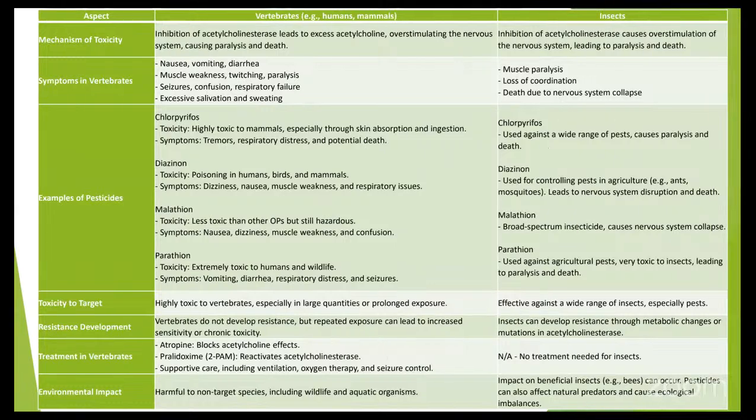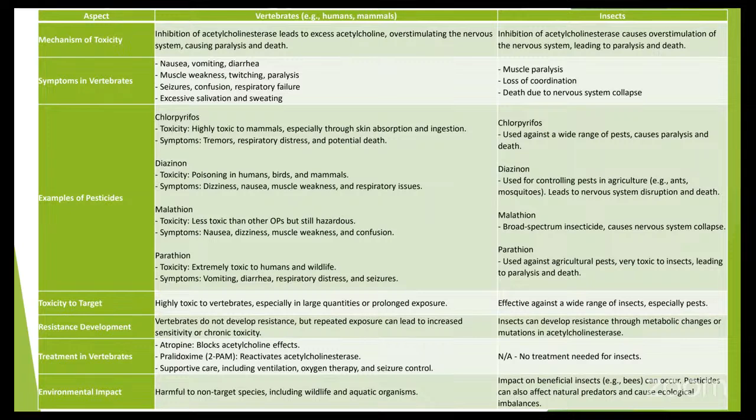Coming to the symptoms in poisoning in vertebrates and in insects. The mechanism of toxicity is basically the inhibition of acetylcholinesterase, which leads to excess acetylcholine overstimulating the nervous system, which further leads to paralysis and death. In humans and mammals you see this, and in insects also the same thing: the inhibition of acetylcholinesterase causes overstimulation of the nervous system, leading to paralysis and death. Symptoms you can see in humans, mammals or vertebrates are nausea, vomiting, diarrhea, seizures, confusion, excessive salivation, and sweating.